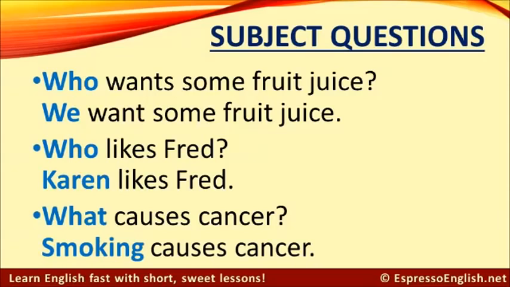Here's another example. Who likes Fred? Karen likes Fred. We're asking about the subject, so we use the question word who plus the verb in the simple present, likes, and then the object, Fred. Here's another example. What causes cancer? Smoking causes cancer. Again, we are asking about the subject, so we don't use an auxiliary verb.